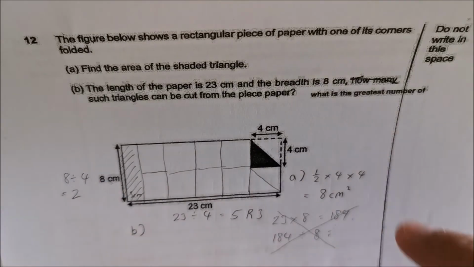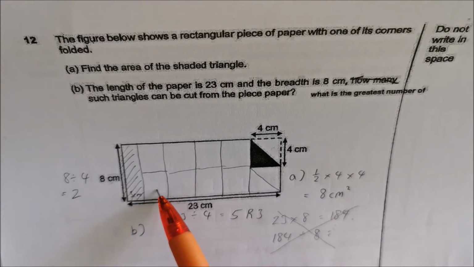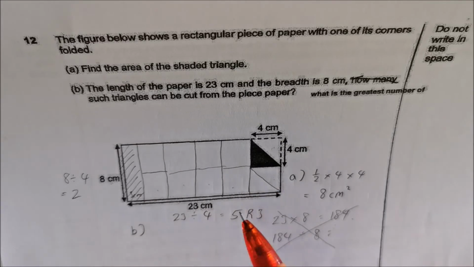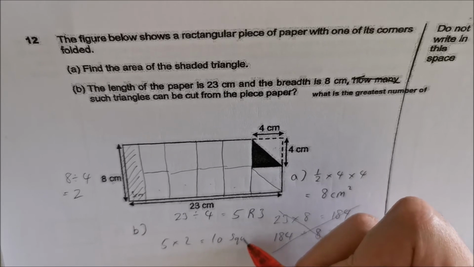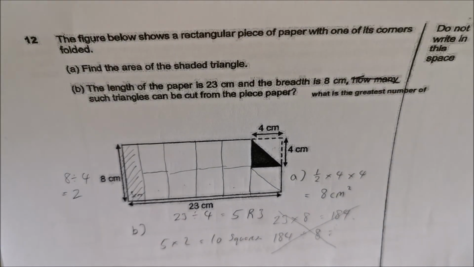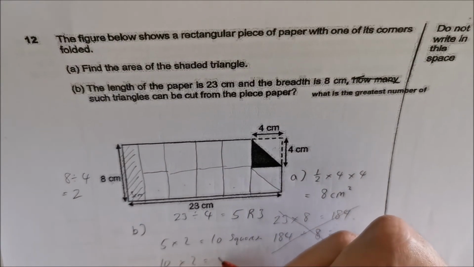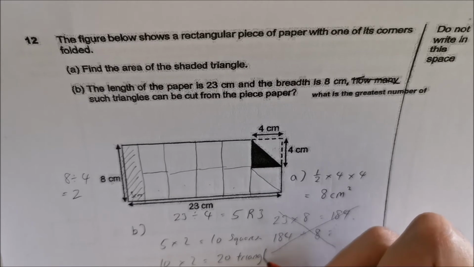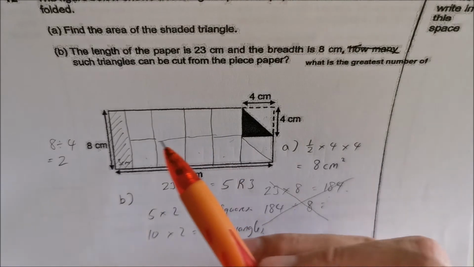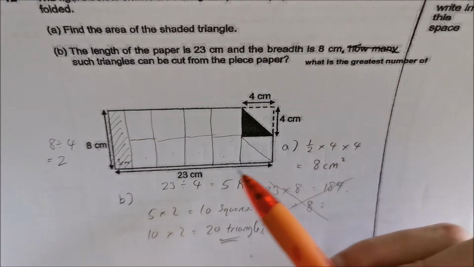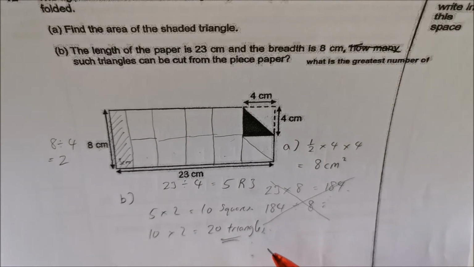So in this case, I know that I'll form two squares here, and on the length I can form 1, 2, 3, 4, 5. I can form 5 squares. So all in all, I will get 5 times 2, which is 10 squares. And guys, 10 squares means that I can form 10 times 2 equals 20 triangles. Am I right? Okay, so this is the answer. From this rectangular paper, the most triangles that I can cut out has to be 20.